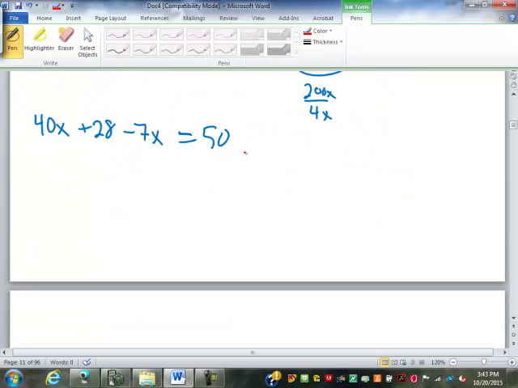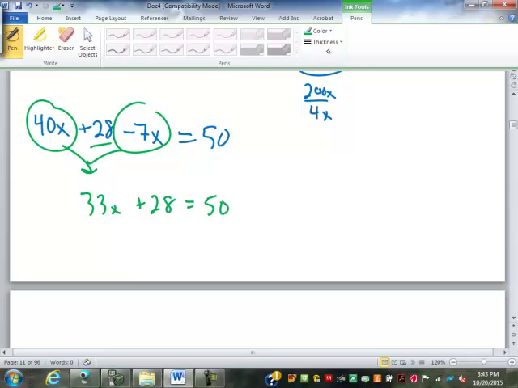So now we're going to combine. Stop. Any questions so far? How many of you made it to this point? Good. A few of you did. Okay, that's promising. So we're going to combine the 40x and the negative 7x, make 33x. Still have the plus 28 equals 50. Then what? From this point, it should be almost a reflex. Subtract 28.